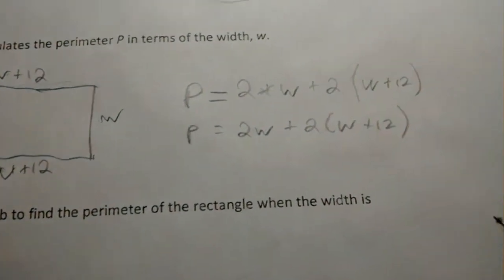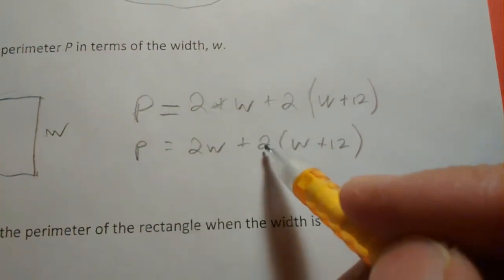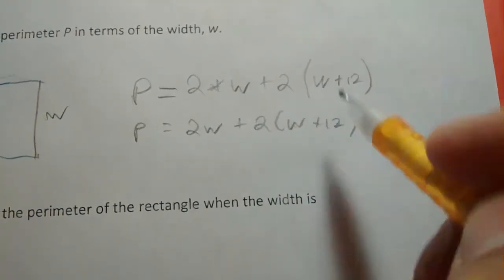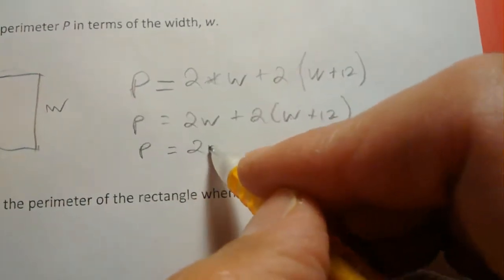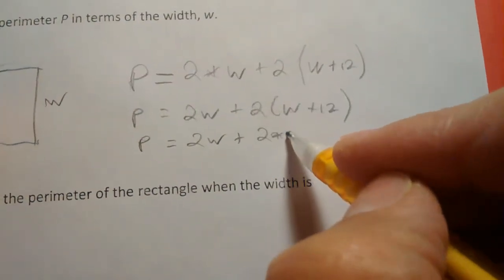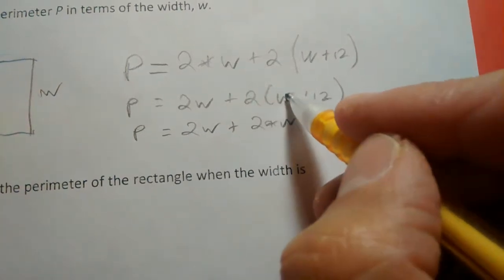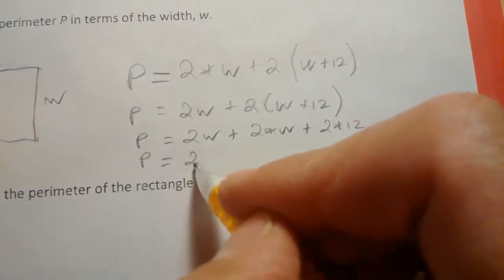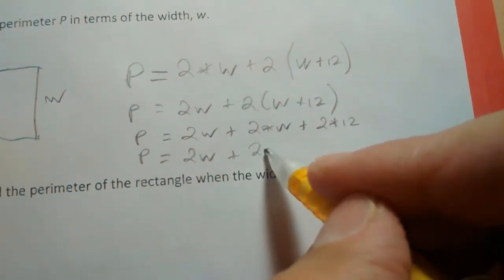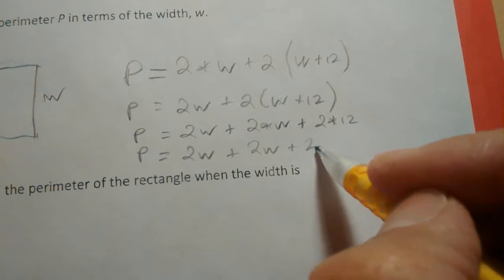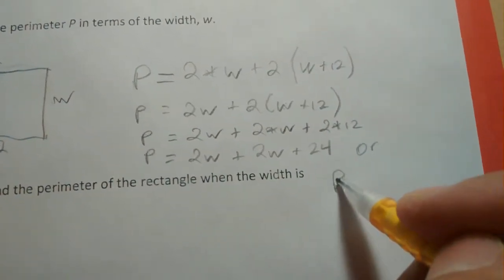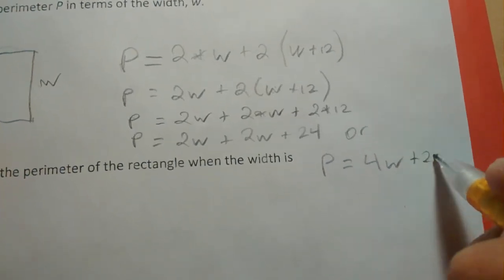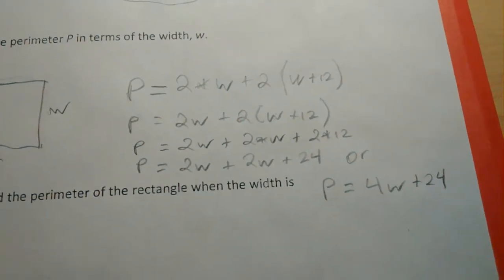And maybe that's uncomfortable. Hopefully it is for you, because you could use the distributive property and multiply the 2 with the W added with the 12 to undo that parentheses. So it would look like this: 2 times that, and then 2 times that. So what we'd have here is 2W added to 24. Or better put, you can combine like terms here: 4W plus 24.